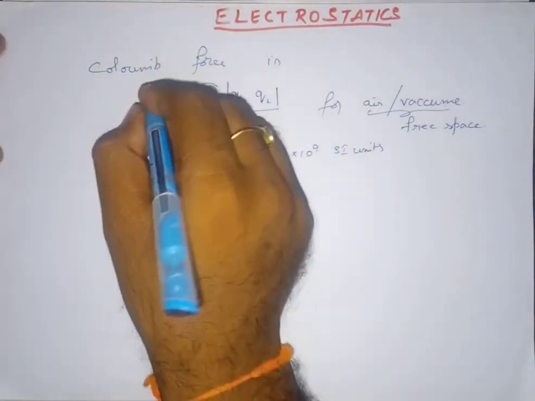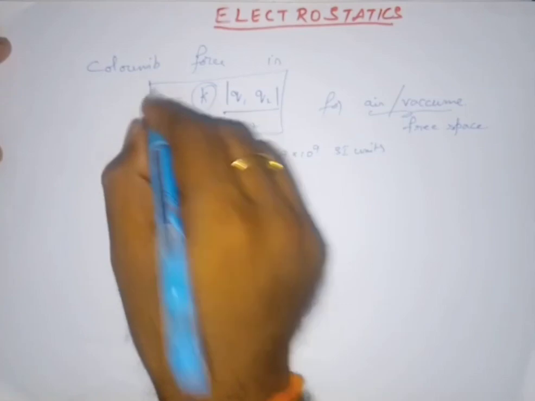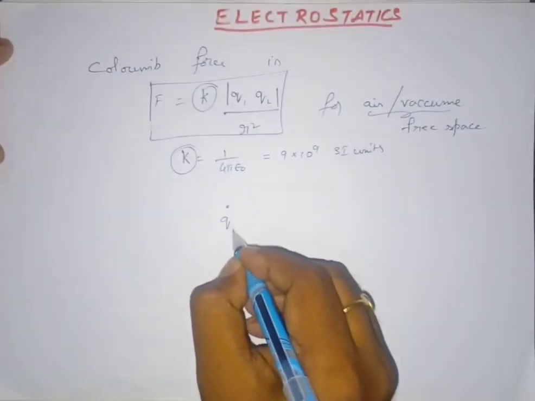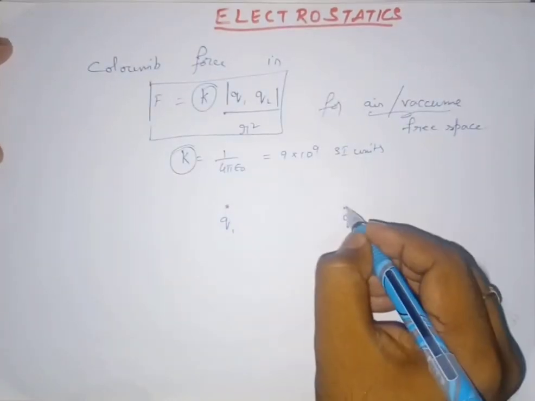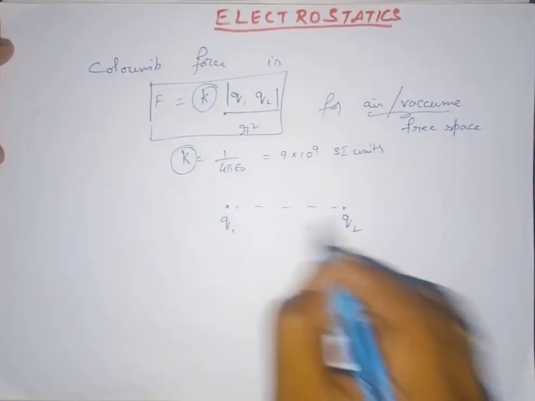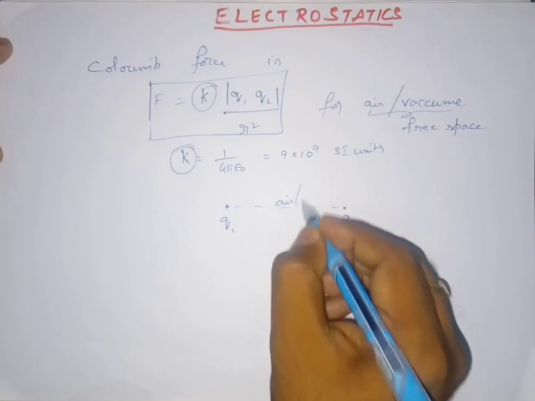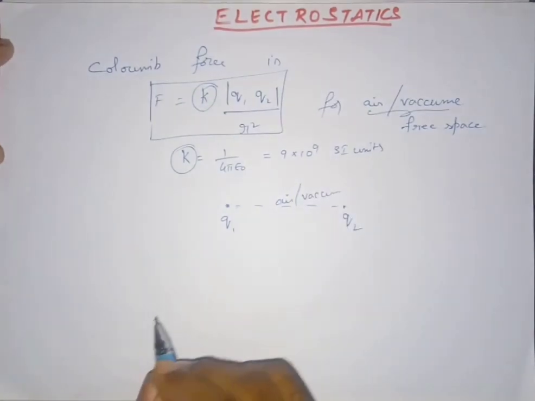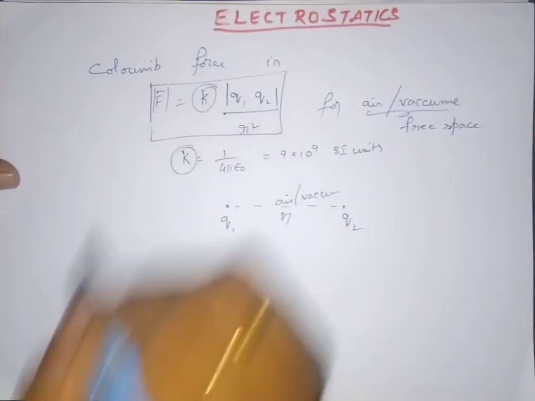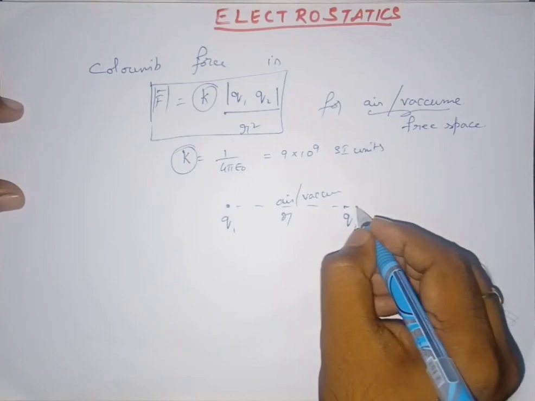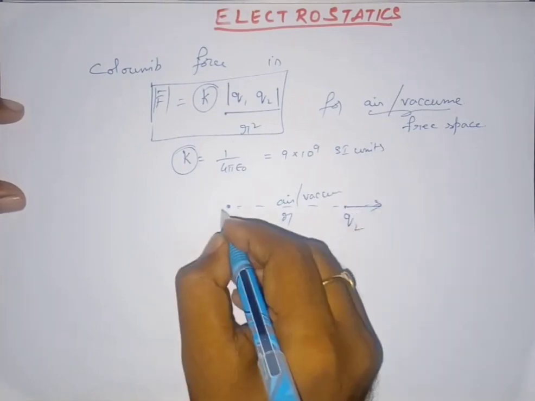Okay, so this is an expression for force between two point charges Q1 and Q2, separated by certain distance in air or vacuum, and the distance happened to be R. So this force is just only the magnitude. The direction is along the line joining the two charges.